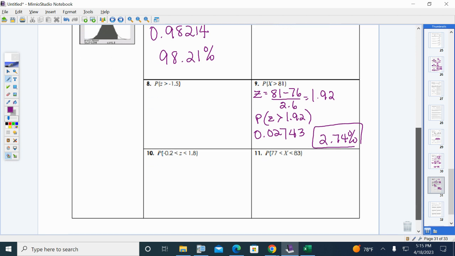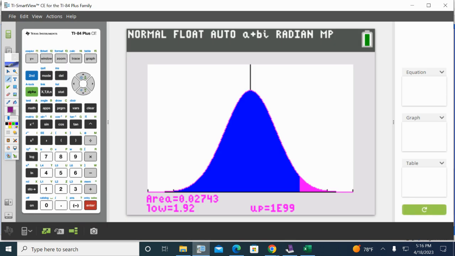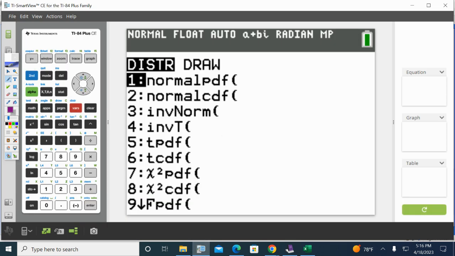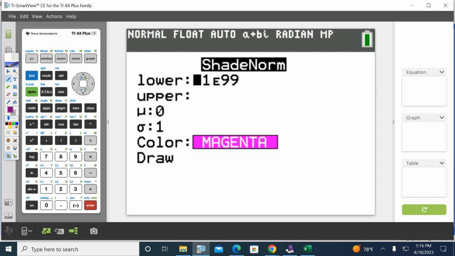All right, so that leaves me with number 10 or number 11. I'm going to do both. On number 10, we've got what is the probability that your z-score is going to fall between negative 0.2 and a positive 1.8. Again, I already have the z-score here. I do not need to calculate it. But I am going to go to my calculator, hit second vars, and arrow over to draw and shade norm.